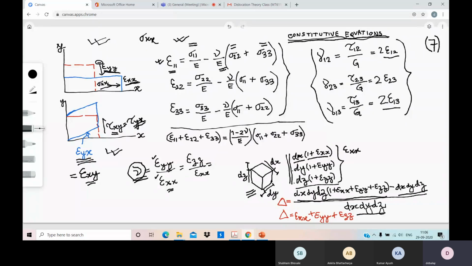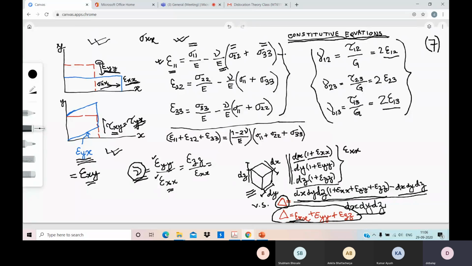You have to divide it by the initial volume to get delta, and delta represents the volume strain. So volume strain is the simple addition of the normal strain values. This I want to show: if there is a volume change, the volume strain is the simple addition of the normal strain values. Epsilon xx plus epsilon yy plus epsilon zz is the volume strain.